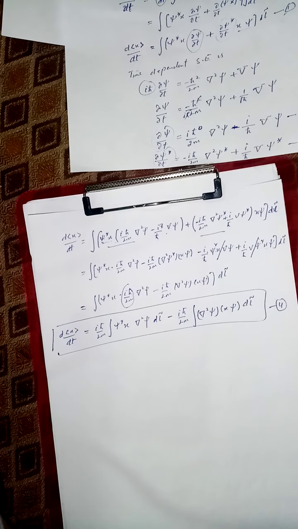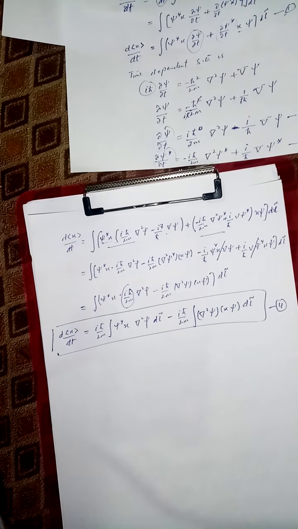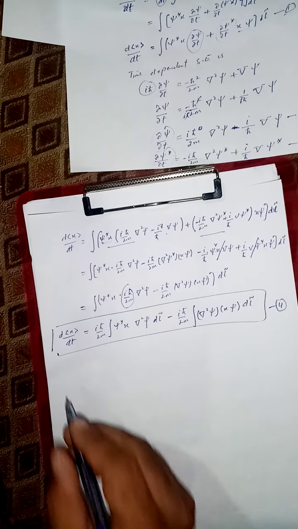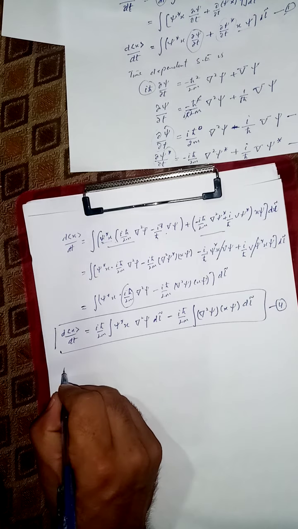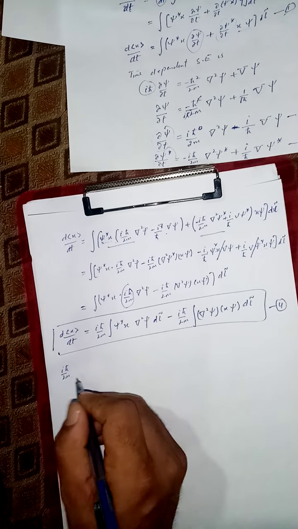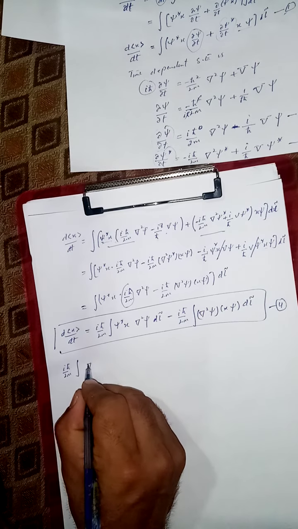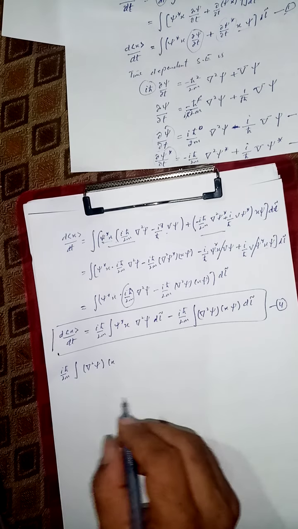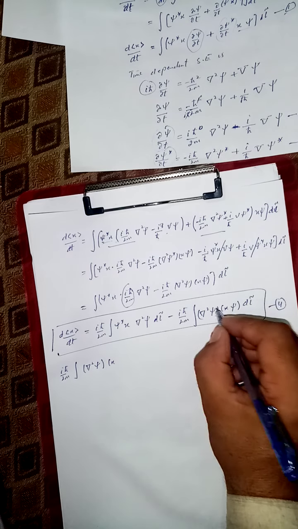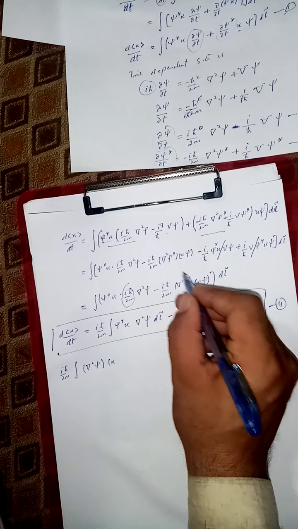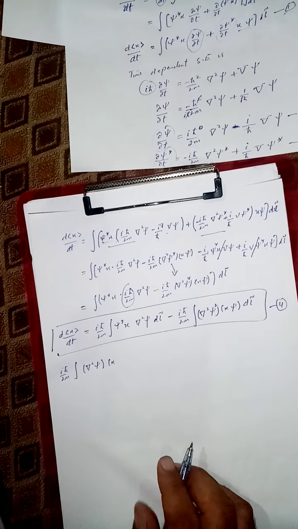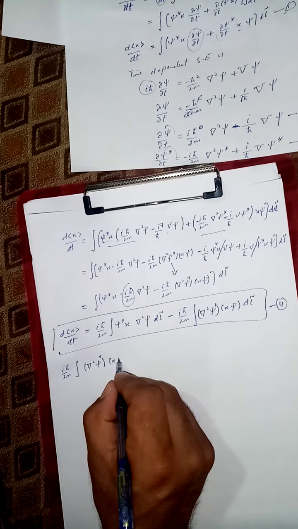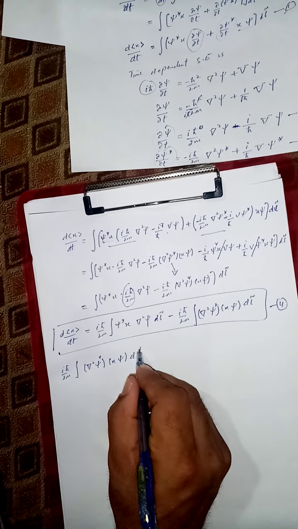Now we will simplify this equation. First I will consider the second term, okay? The second term, which is iħ over 2m integral of ∇²ψ*, sorry, yes, this is ψ*, because this is this term, xψ dτ.